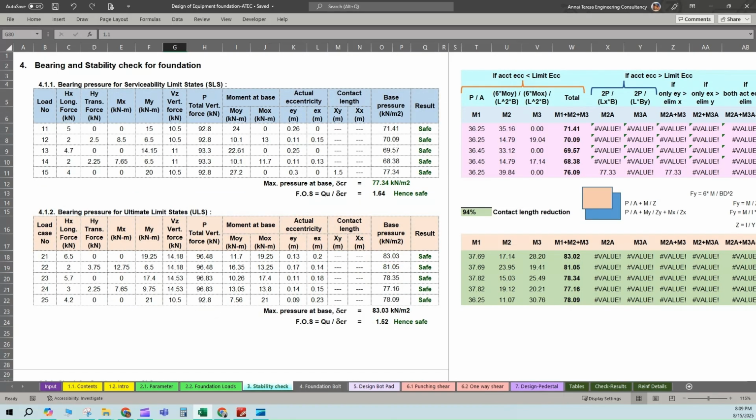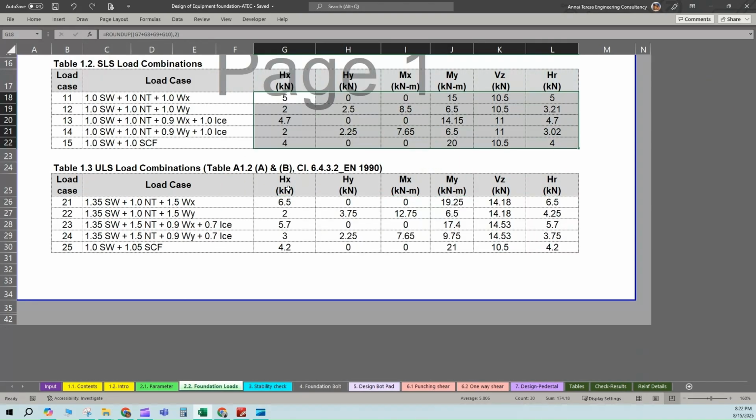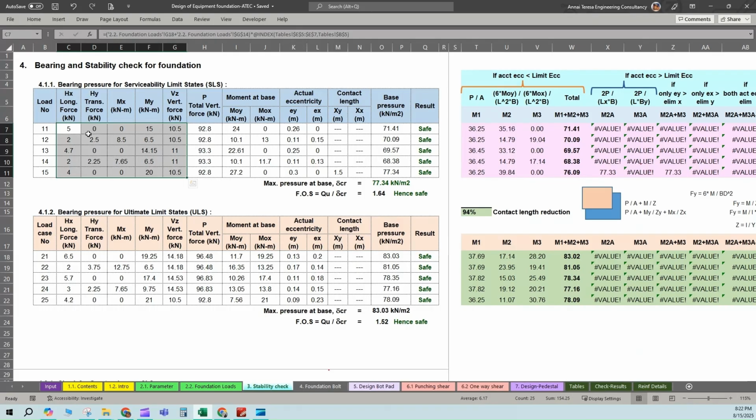In the table you can now look into the detail of the values shown here. Hx, Hy, Mx, My, Vz are the loads from the structure, which we already saw in the second video of the series. These are the load values which we have directly linked to the stability table. Including all 5 load combinations for SLS, we have directly linked them here. And this P is the total vertical load.